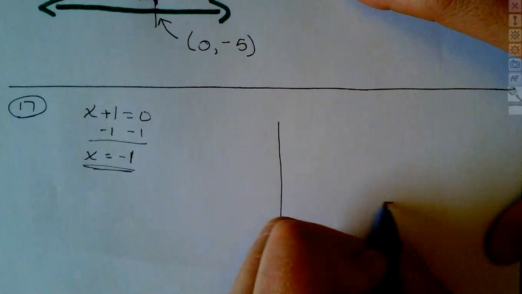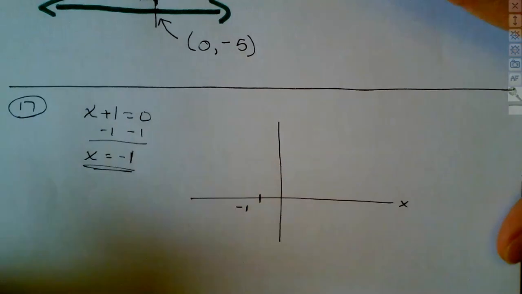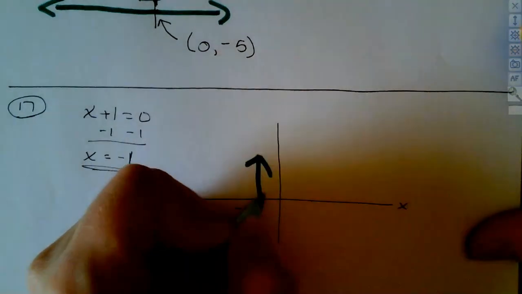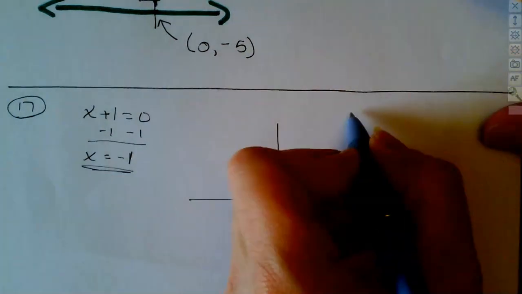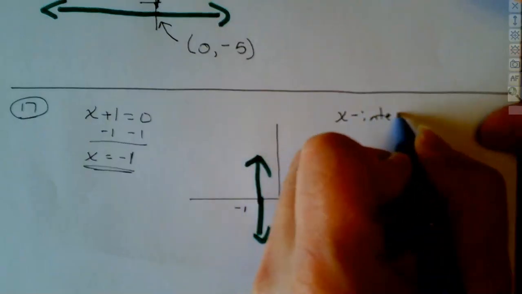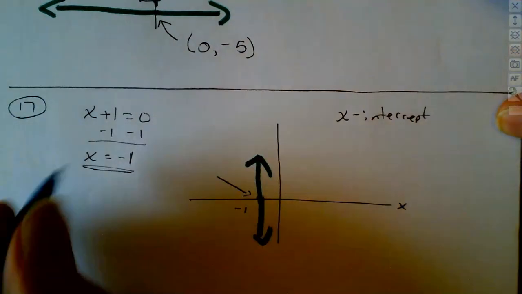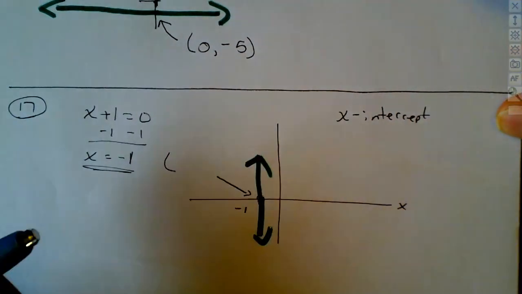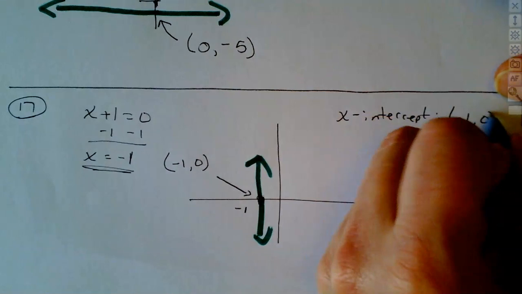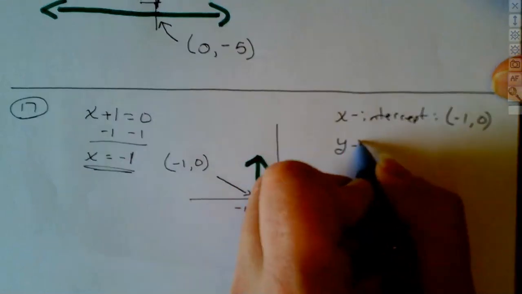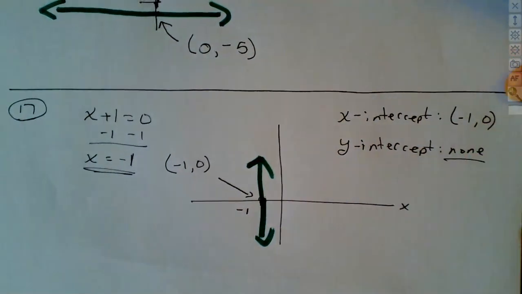We know that is going to be a vertical line, and this is your x-axis. So here's my -1, vertical line here at -1. Never crosses the y-axis, so we have no y-intercept. But what is my x-intercept? Well, my x-intercept is right here, as an ordered pair. Watch the order. That's going to be -1, 0. And we have no y-intercept. So we have none.